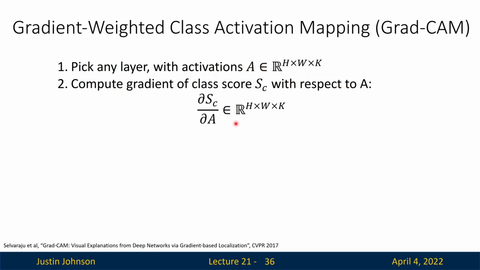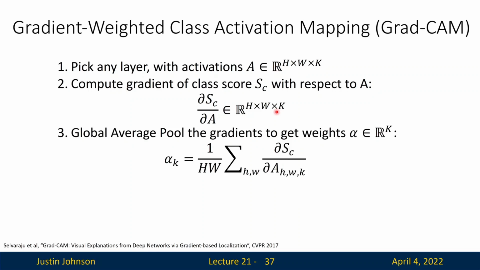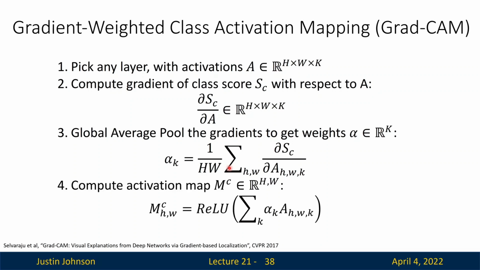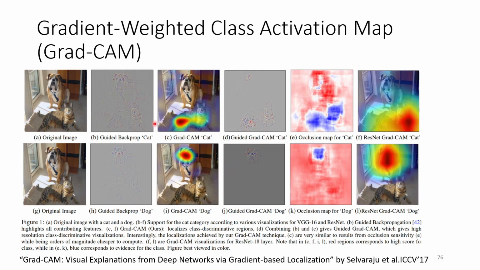Then we will get, this is also an R, it's a H times W times K dimension. Then we use the idea of a global average pool on these gradients, and use a ReLU to suppress the values less than 0. And this is the result. So, given this input image, this is their result.